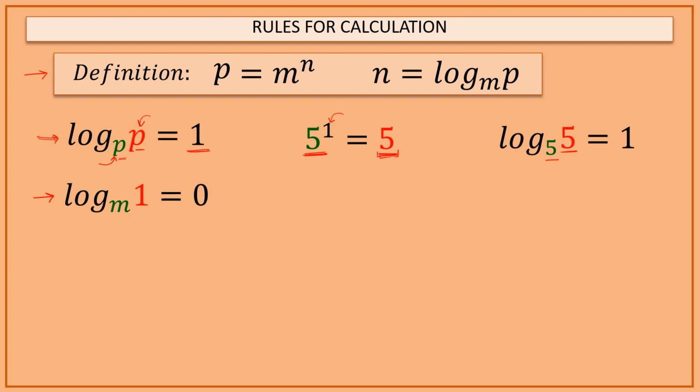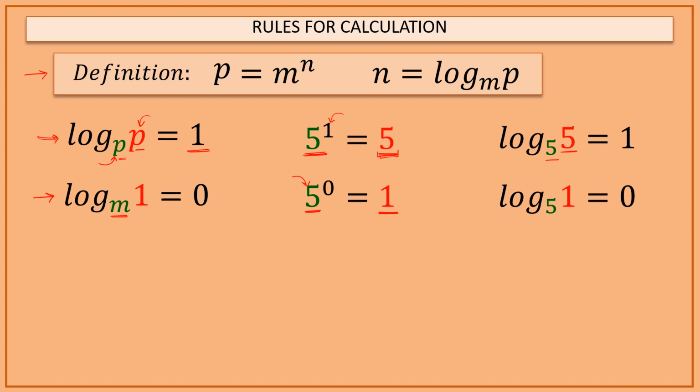Logarithm of 1 to any base m will always give us 0. For example, we can express 1 as 5 raised to the power 0, or we can replace 5 with any other number raised to the power 0, which will always give us 1. Hence we express 0 as logarithm of 1 to the base 5 in this case.